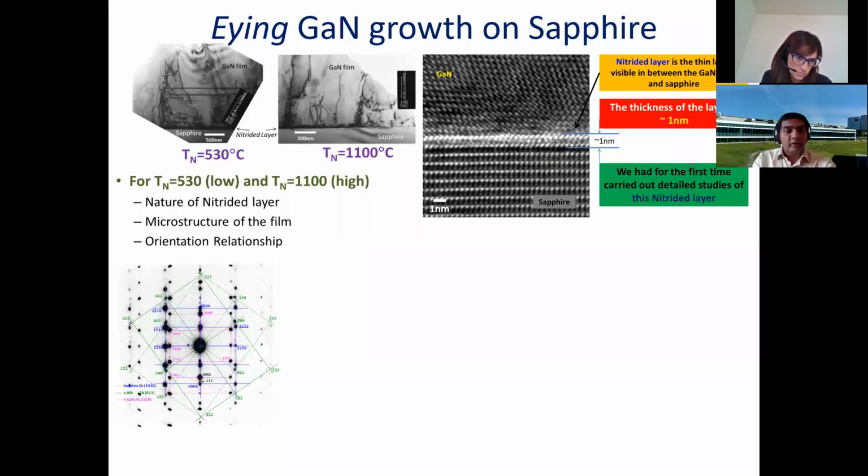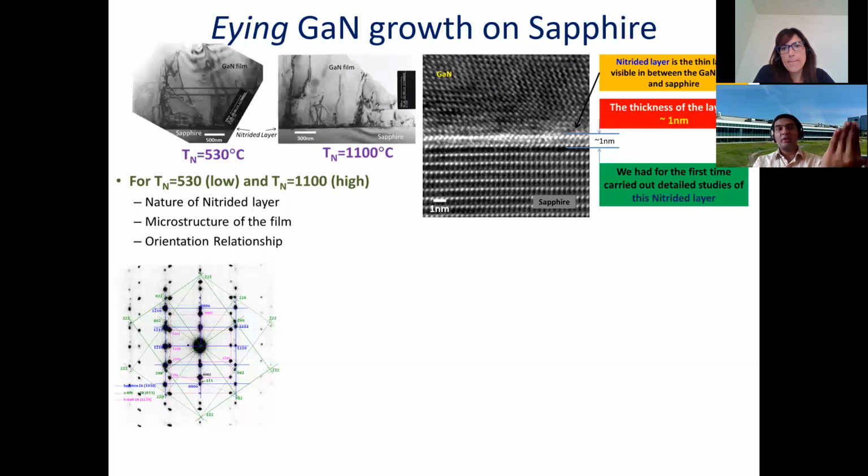So this is showing the selected area diffraction pattern, the combined diffraction pattern coming from the gallium nitride, sapphire, and the nitrided layer, and whatever is not matching, we attributed to the nitrided layer. So this is in one particular orientation, the 112 bar 0 orientation in a hexagonal crystal system. We are looking at it, and this is a fractured pattern.